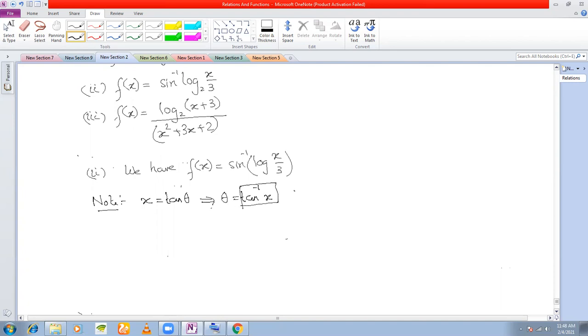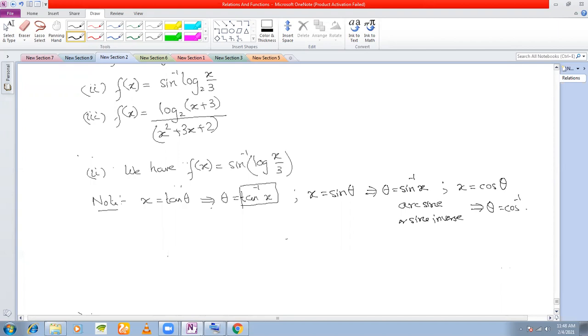Suppose we have x is equal to sine theta, then we write theta is equal to sine inverse x. This is also called arc sine or sine inverse. Suppose you have x is equal to cos theta, then you must have theta is equal to cos inverse x.